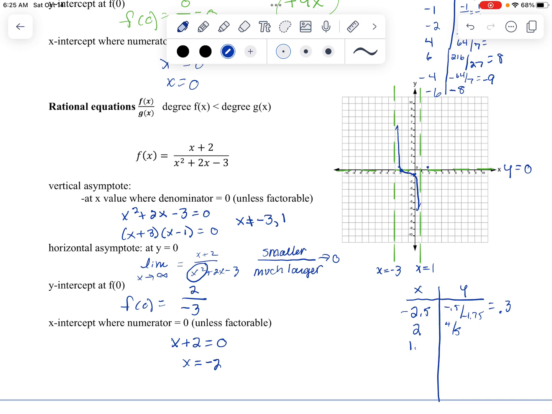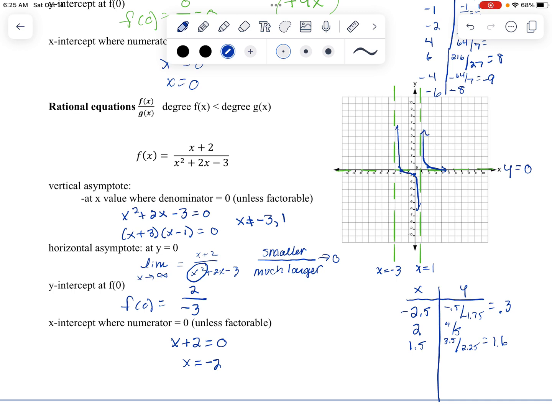Let's just see what happens with 1.5. 1.5 plus 2 is 3.5. 1.5 squared is 2.25. Plus 2 times 1.5 minus 3, 2.25 altogether. So 3.5 divided by 2.25, it's going to give me about 1.6. So something about right here. So here is my graph.